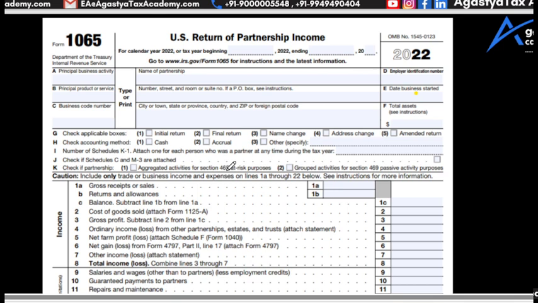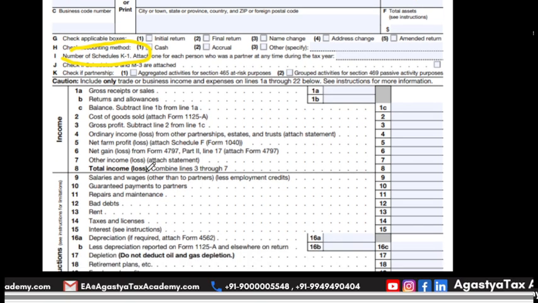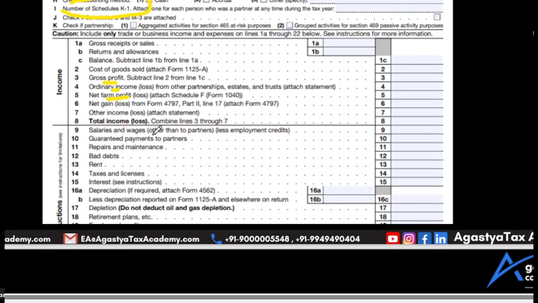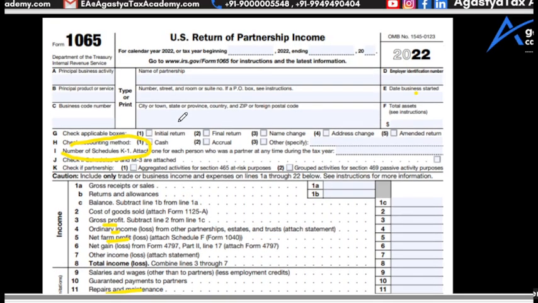Is it a final return? What accounting method are they using, cash or accrual? Then the number of Schedule K-1s attached, for each person who was a partner at any time of the year. So each partner will get a Schedule K-1. Then the gross receipts, cost of goods sold, gross profit, ordinary income or loss, farm profit, net gain, salaries and wages, guaranteed payments to partners, repairs and maintenance, bad debts. So this is basically Form 1065, an annual return that we file with the IRS every year.